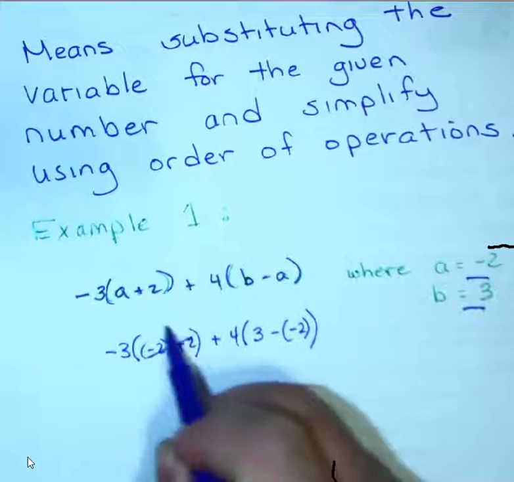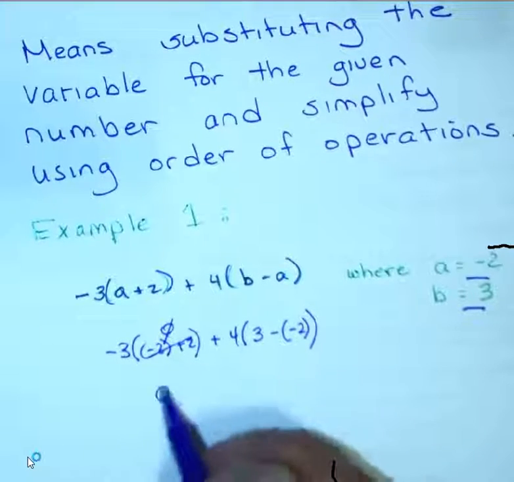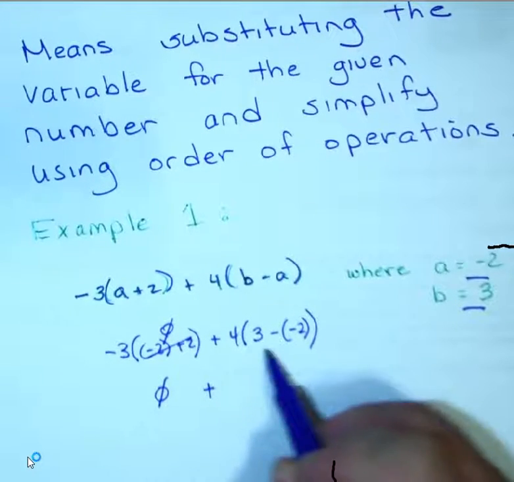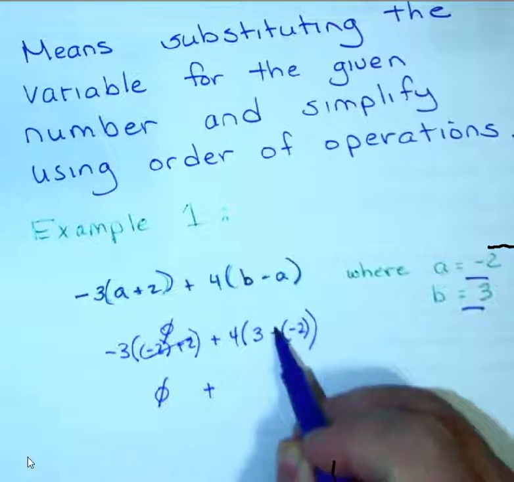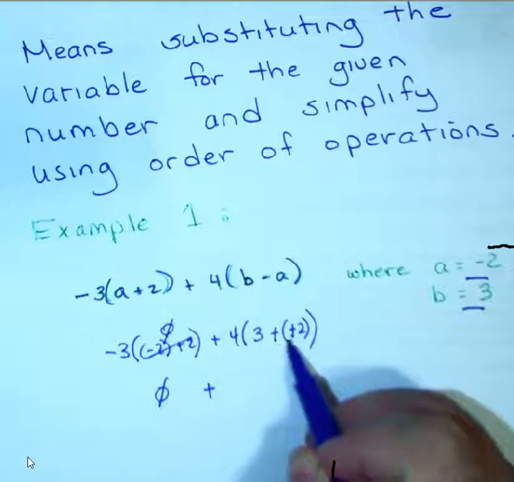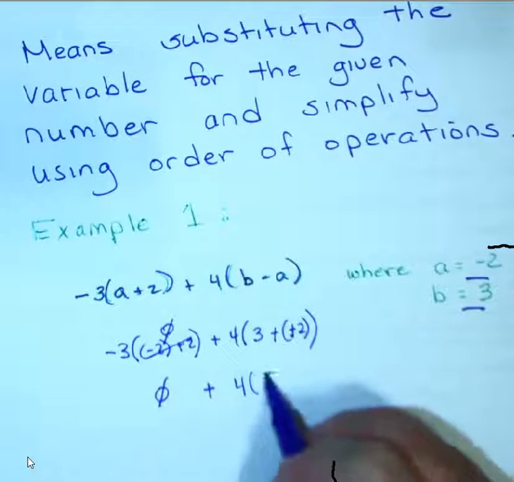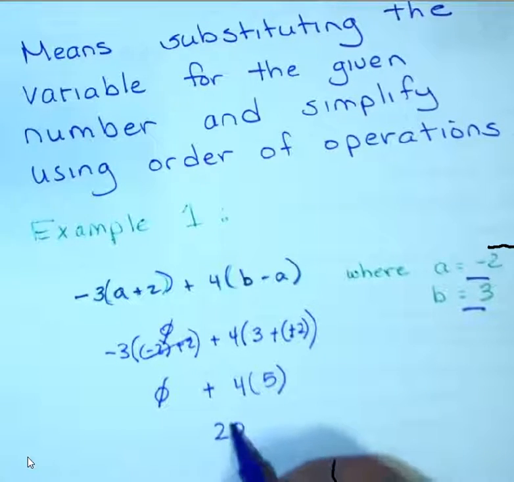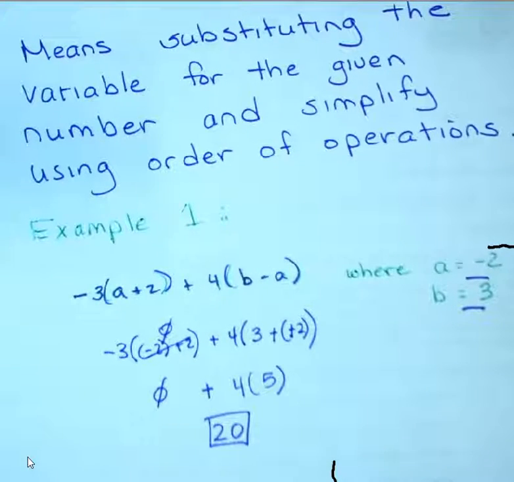Negative 2 plus 2 is 0. Negative 3 times 0 is 0. Plus 3 minus a negative makes that a positive, so 3 plus 2 is 5. So now we have 4 times 5. So our answer is 20.